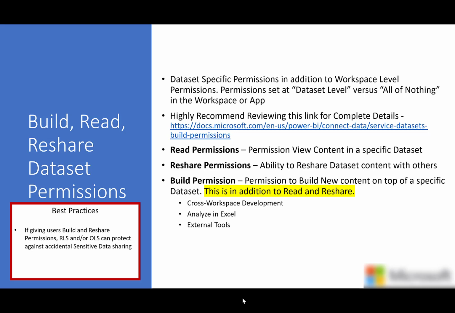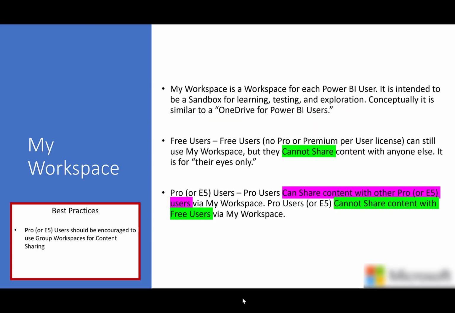Build is required for cross-workspace development, for analyzing in Excel, and for some of the external tools also. So the best practice I'd note there, as mentioned, is that if you're going to give users build and reshare, having RLS and OLS on the dataset can give you another layer of security in case permissions get accidentally shared with the wrong person. Next, let's talk about My Workspace.